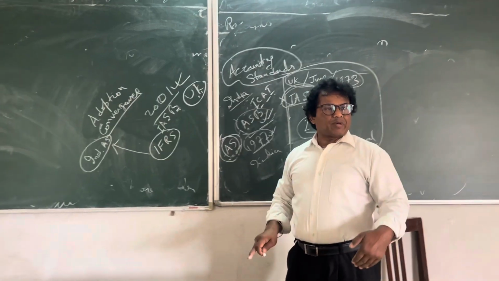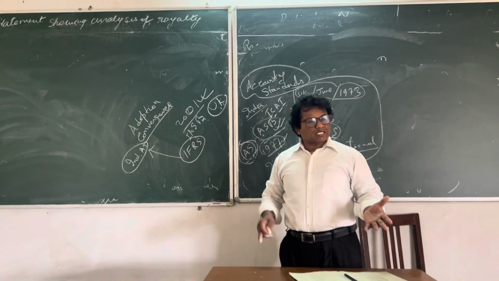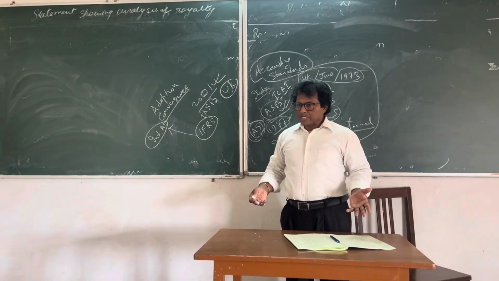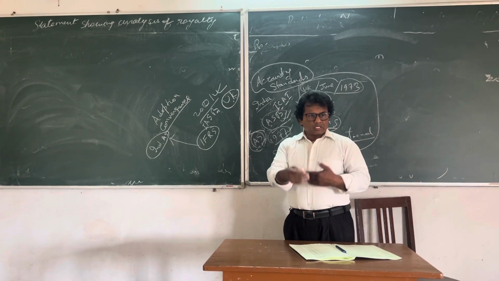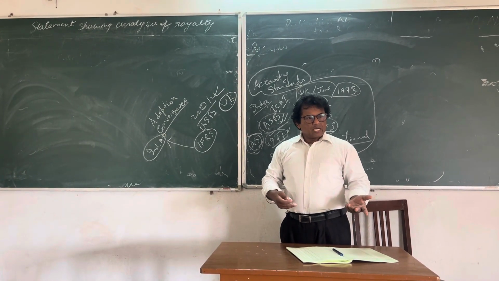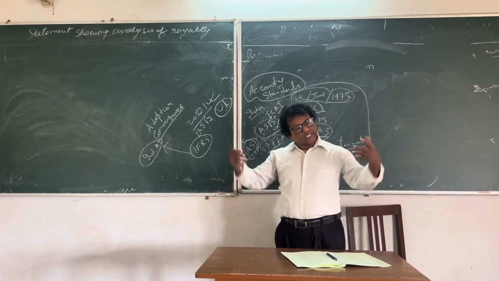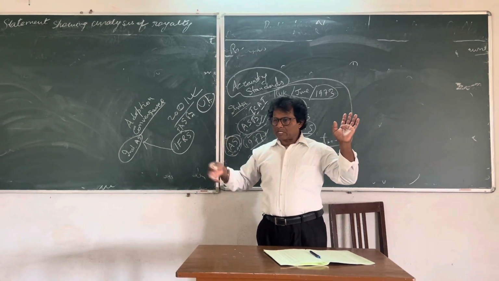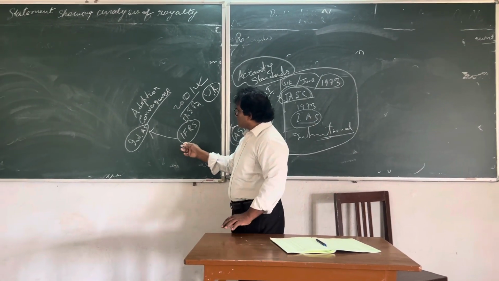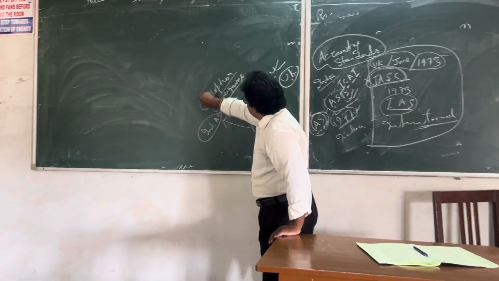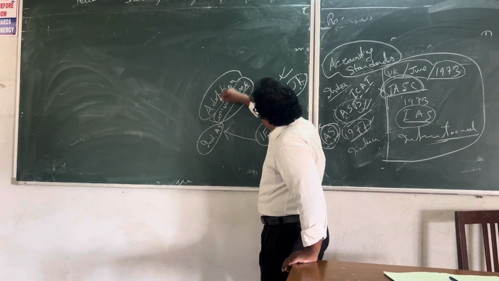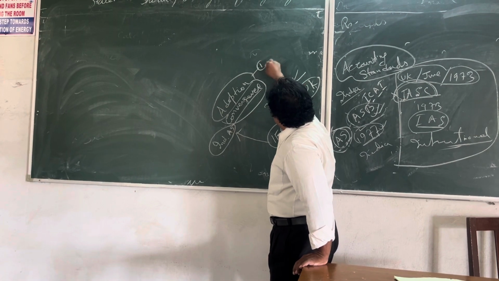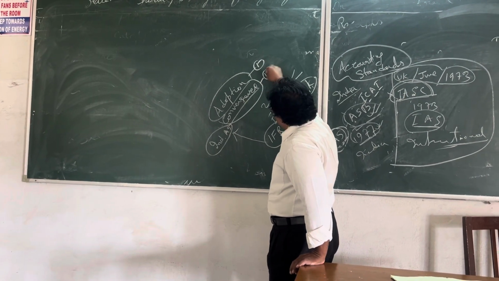And till today, by this date, more than 130 countries have accepted IFRS. India started discussing it since 2002 only, and South Africa already accepted it in 2005. India took several more years. So India accepted it, and for accepting IFRS, there are two options: one is adoption, and number two is convergence.